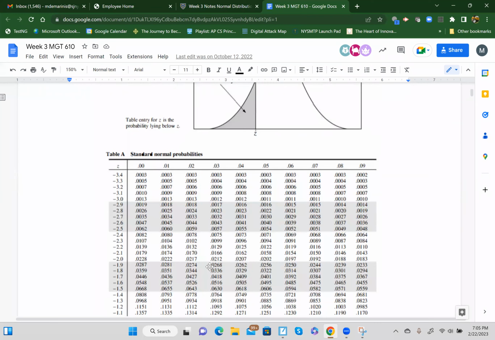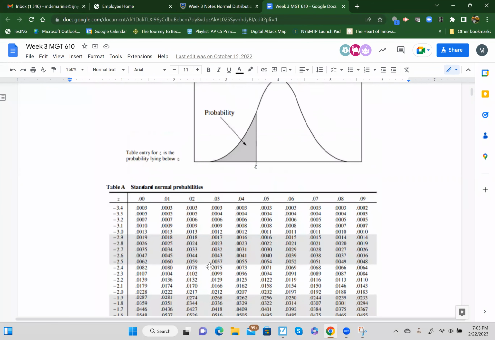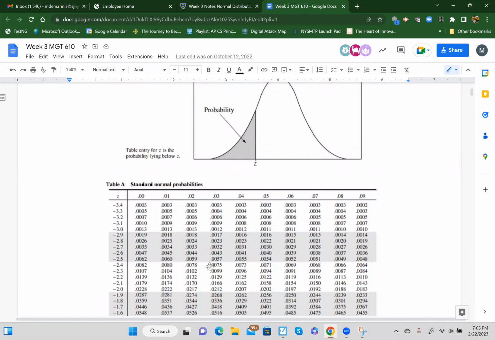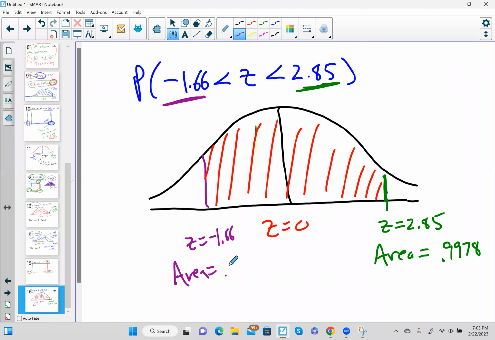Negative 1.66 we want. So the negative 1.6 row is on the bottom of the screen there. And 6 on the top, we get 0.0485 again. Some of you probably already remembered that. 0.0485. Okay. So the question becomes, what can we do with this area, this purple number, and this green number to get the red area in the middle? That's what we're suggesting. Some of you may have an idea. I'll let you try it if you want. If you want to tell me.